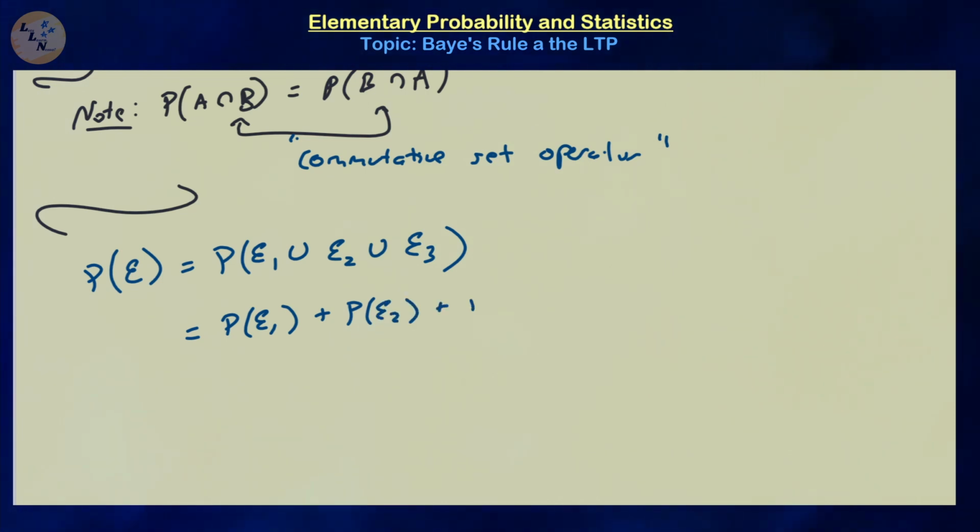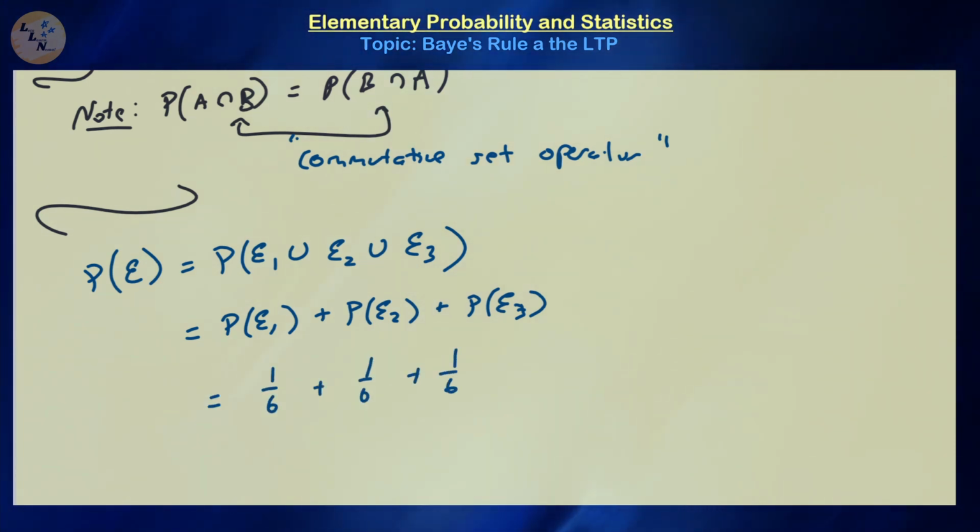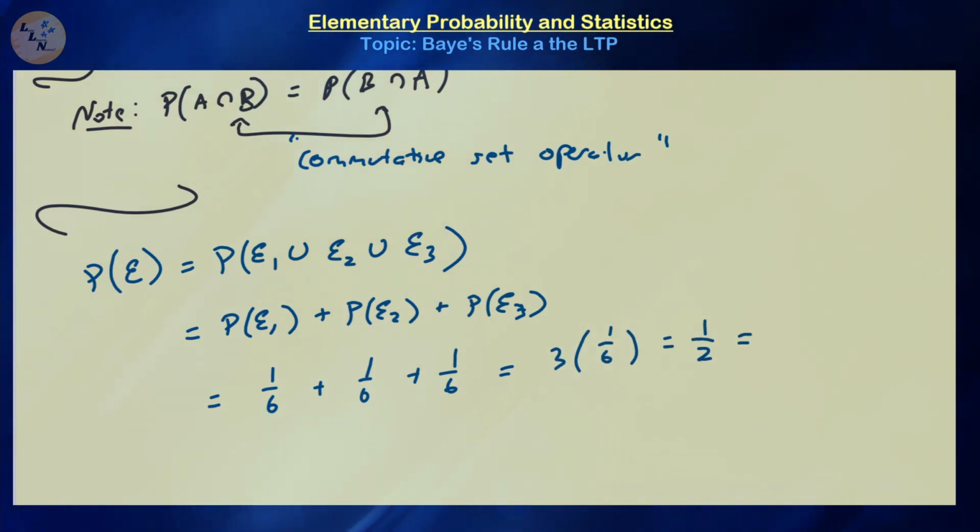E2, E3. And we don't need to subtract anything because E1 and E2 are mutually exclusive, E2 and E3 are mutually exclusive, E1 and E3 are mutually exclusive, and E1, 2, and 3 are all mutually exclusive with respect to each other, right? So that's going to be equal to 1/6 plus 1/6 plus 1/6, which is going to be equal to 3 times 1/6, which is 1/2, or 50%.